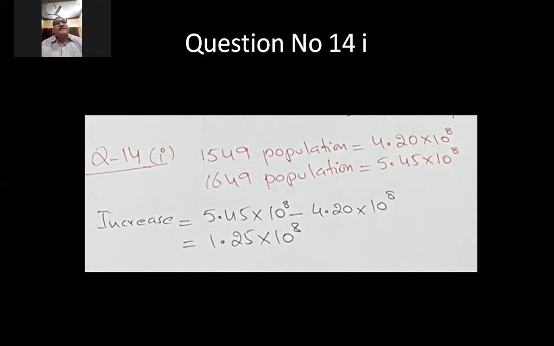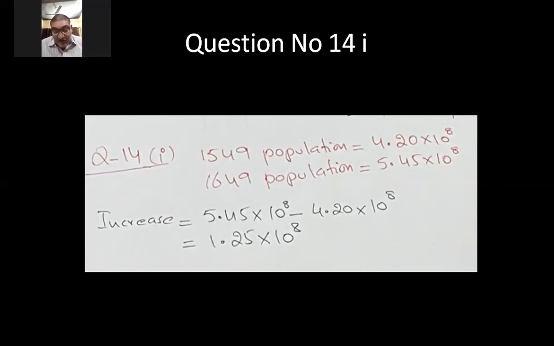For example, it says in 1549, the population of the world was 4.20 × 10^8. In 1649, the population was 5.45 × 10^8. In 1749, the population of the world was 7.28 × 10^8. And in 1849, the population of the world was 1.17 × 10^9. So that's the population of the world in different centuries. Now they will ask you different questions.